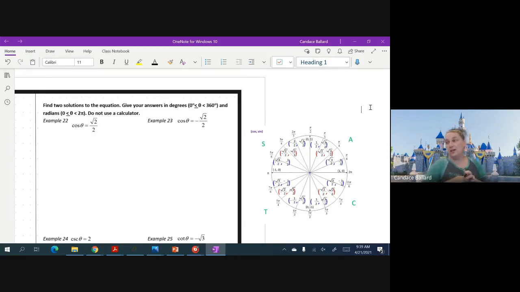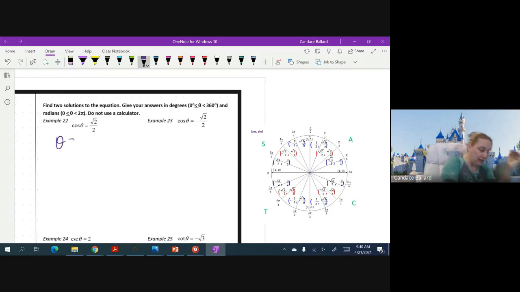Can you tell me that in the chat? Is cosine the x coordinate or the y coordinate? Okay, perfect. It's the x coordinate. So I am going to go around my unit circle and find every radian measure where my x coordinate is positive square root of 2 over 2. So it has to match exactly.